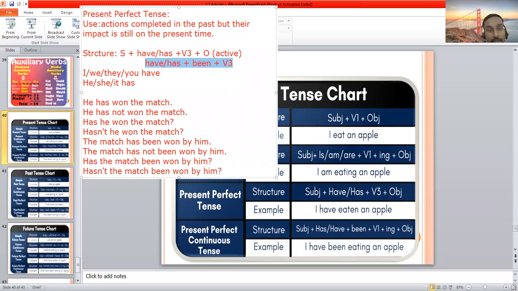In active voice, the subject performs something. For example, he has won the match. Here he is doing some action. But in passive voice, the match has been won by him. Here the match is not doing anything. So the match is the object. This difference also you need to know and understand. Only then will you get it. Okay.